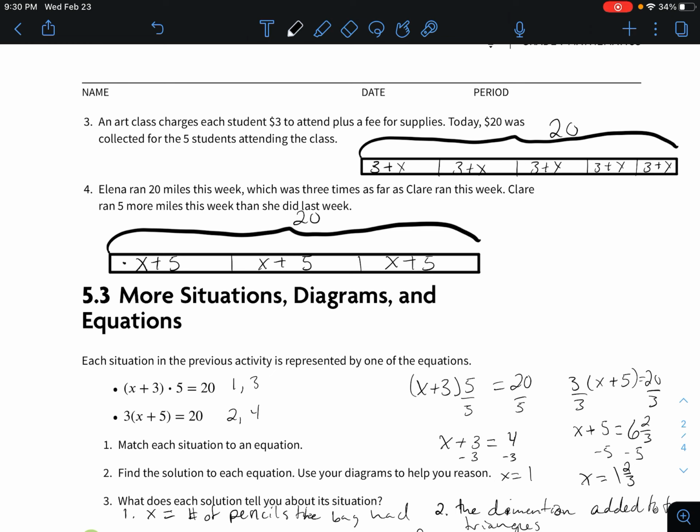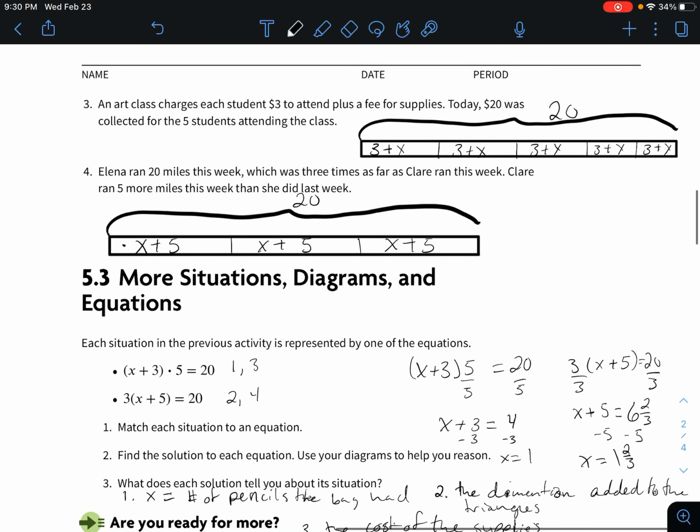Okay, and once again, we're going to match the situations to these equations. So X plus 3 times 5 equals 20. You'll see that that matches 1 and 2 for the tape diagrams. There are 5 X plus 3s. Okay, likewise, the 3 times X plus 5 equals 20. That was 2 and 4.